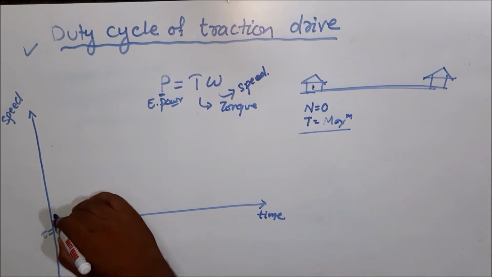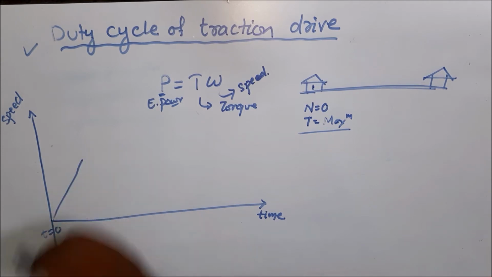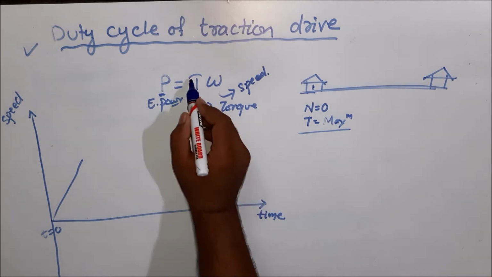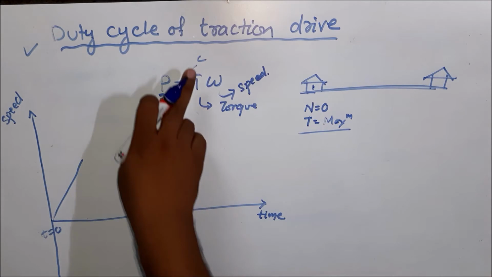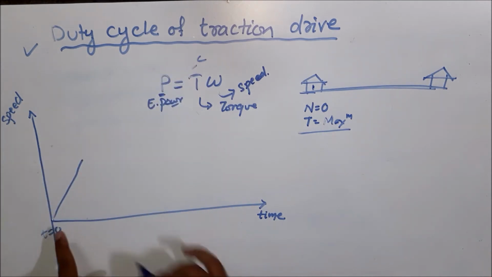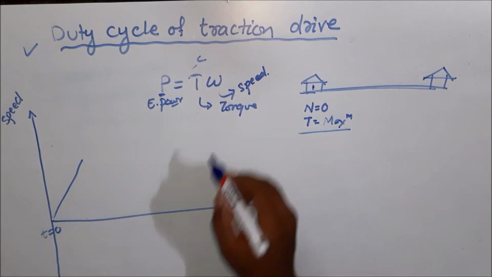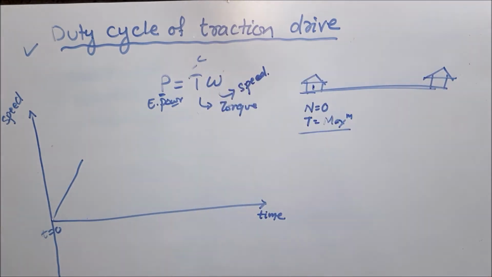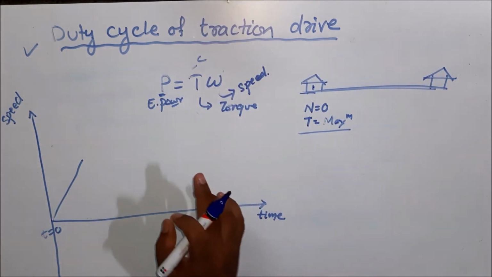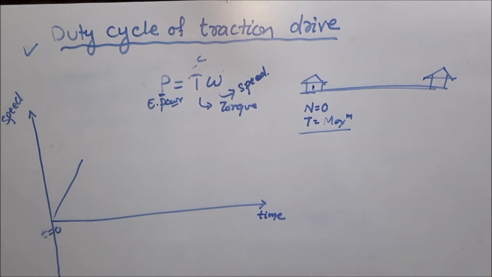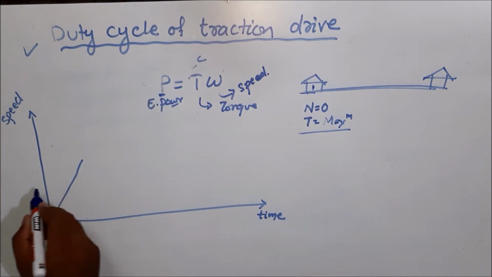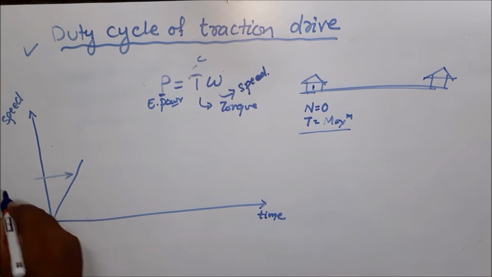And now my train is getting accelerated. Here you can see torque is maximum, that means torque is constant. If torque is constant and I am making the train accelerate, that means omega is changing, omega increases. So this is called acceleration, and at that time you can see power is changing, right? So this part is called acceleration.